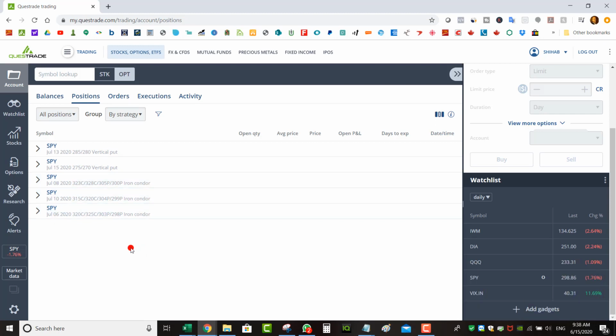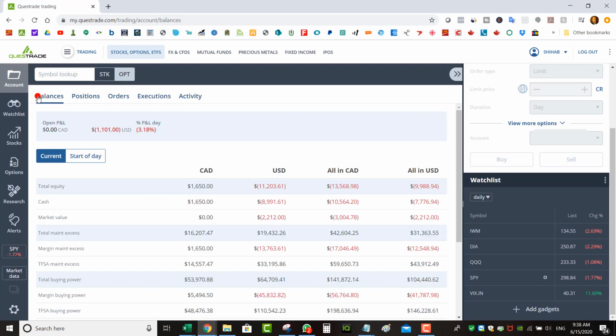So now I've got 3 iron condors. I've got 3 put spreads initially that were turned into iron condors because I sold call spreads against them to help mitigate the situation, because max loss would be too high if I do nothing. And SPY's at 297, almost 296, it looks like 298.